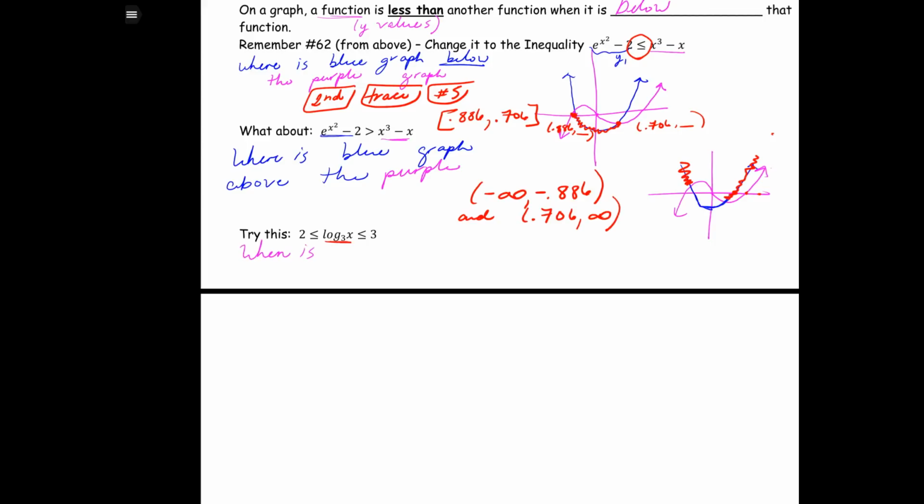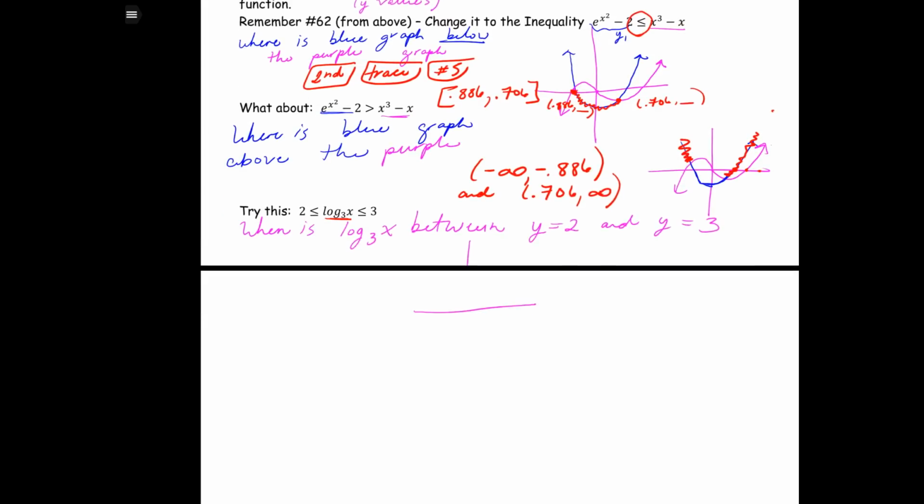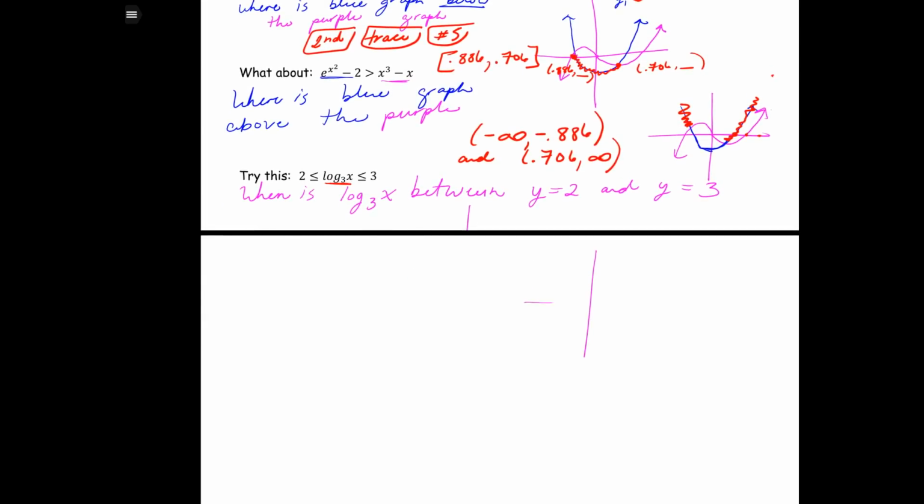When is log base 3 of x between y equals 2 and y equals 3. So if I'm thinking about just a general sketch of this, and I hope you guys can see this, I'm going to have to do this on the second page. A log base 3 of x is going to have the point (1, 0). And if I think about when x is 3, log base 3 of 3 is 1. So we know that my graph's going to look like this.